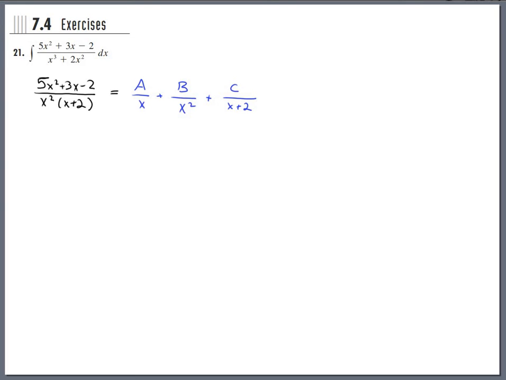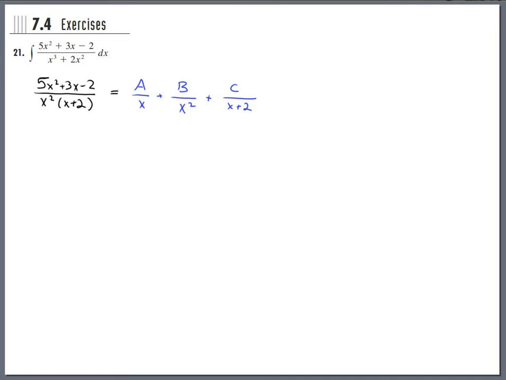Keep in mind when you have a repeated factor, you need both x and x squared, because those could both be fractions that would add together to give that common denominator. But you don't need a Bx plus C on top of that x squared. That's kind of an exception to the general rule about quadratics because it's a repeated factor. Okay, so that's the setup.